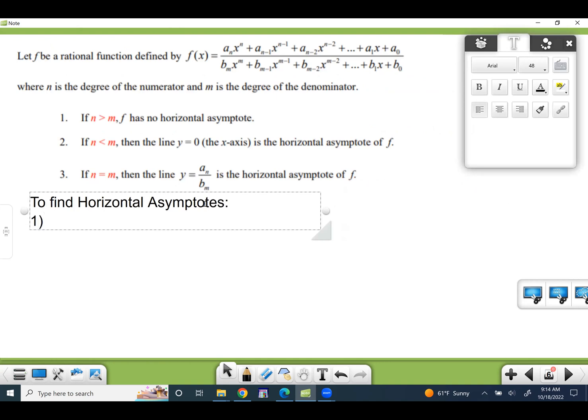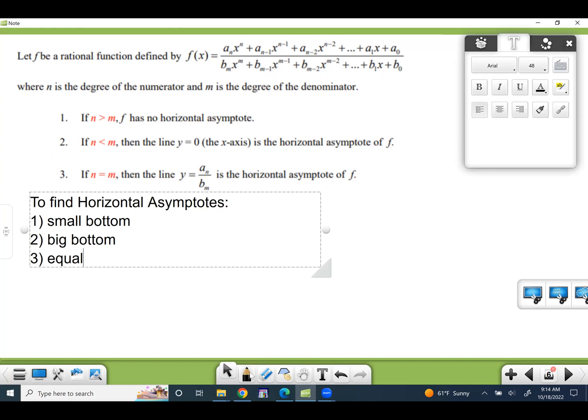All right, so there's 3 things that could happen, 3 cases, if you will. When you look at the highest exponents of both the top and the bottom, either there's small bottom, big bottom, or they're equal. So let me make sure everybody understands what I'm talking about.